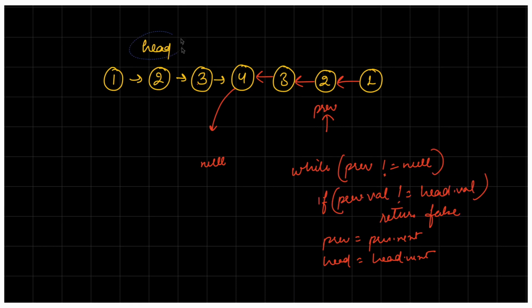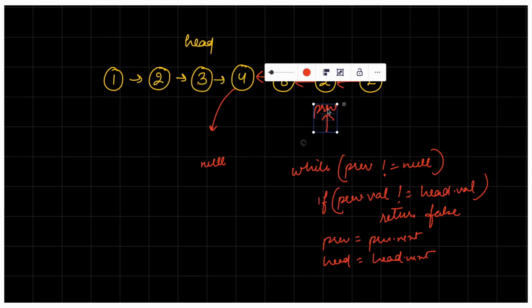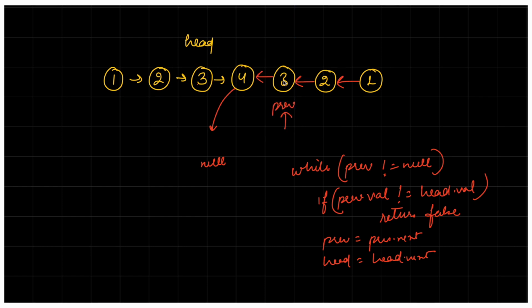But both of them are equal. So make your head point to next and your previous will also point to next. Now once again, 3 and 3 both are equal. So head will be moved further and previous will also be moved to the next. Now once again, 4 and 4 are both equal.